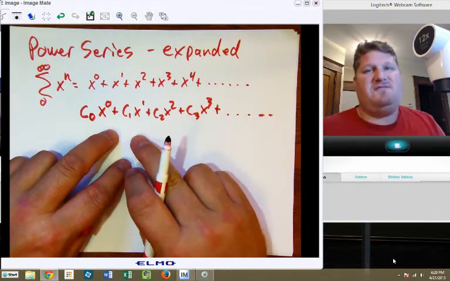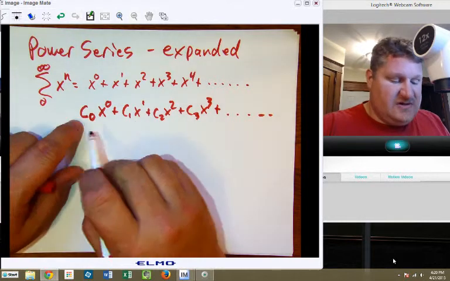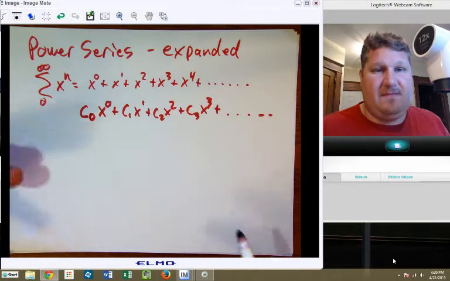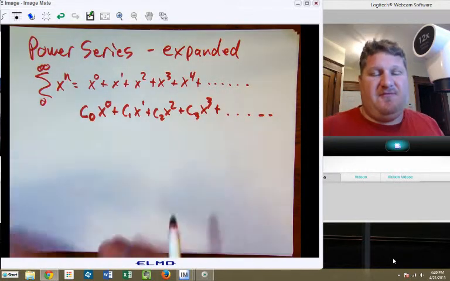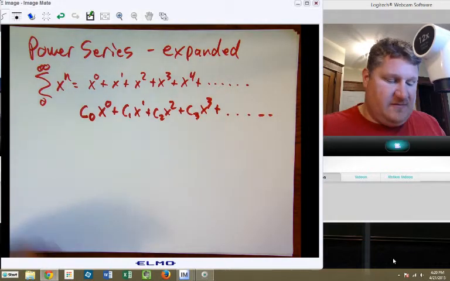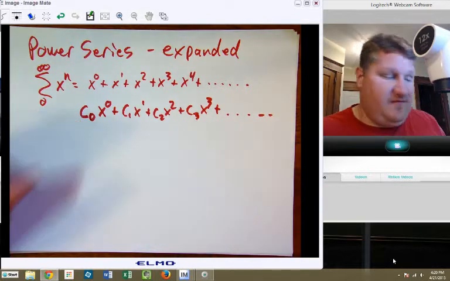And it's these coefficients that are going to make all the difference in the world. These coefficients are going to be determined by the function that you're expanding with the power function. So what type of function are you using to estimate with a power function? Now, the thing about it is we need to find a way to find each of these coefficients.